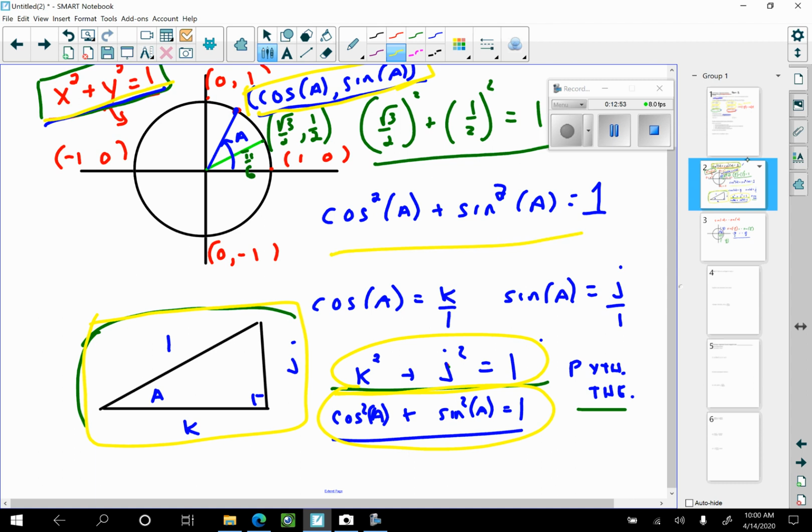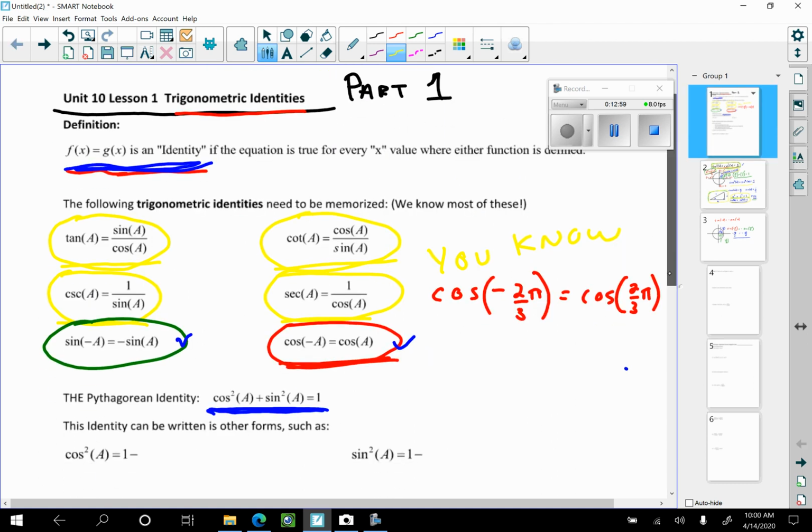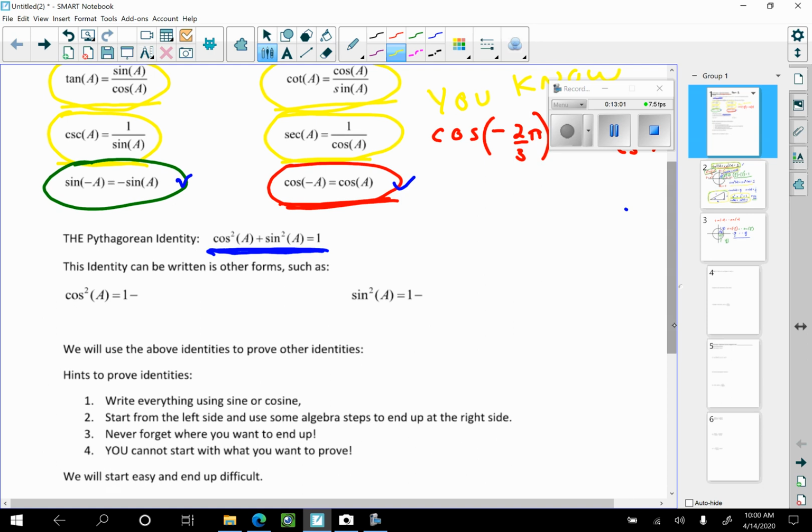Let's go back to this page. And this you could put on a blank page in your interactive notebook. So this is one of the most important identities right here, the Pythagorean identity. And we're going to use that down the road as well. And here's another form of the Pythagorean identity. This is an equation identity that's true.